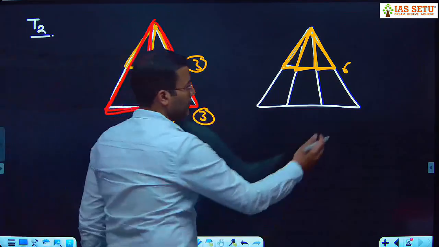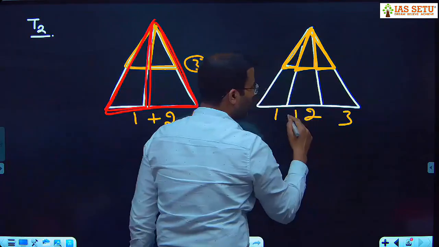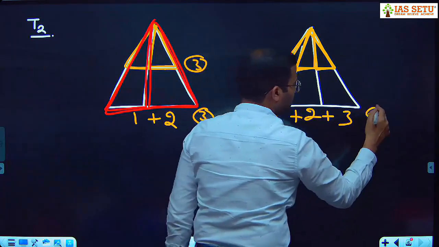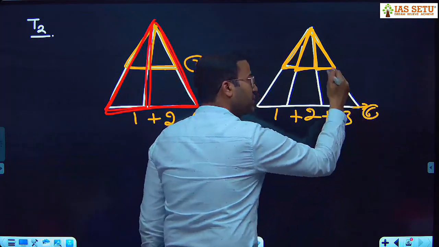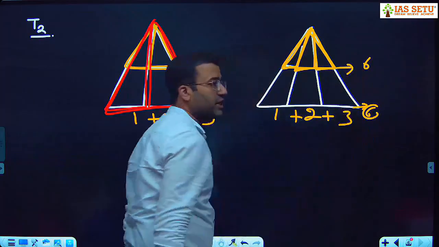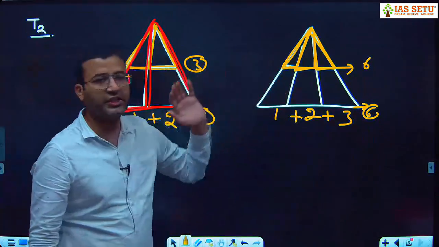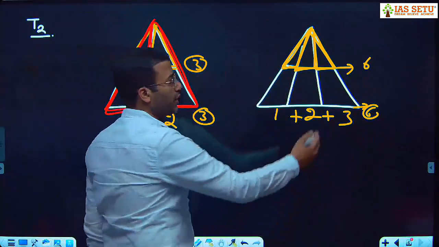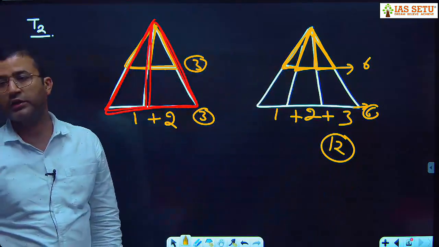Similarly here, if we check in this given figure, 1, 2, 3. 1 plus 2 is 3, 3 plus 3 is 6. At this level we have 6 triangles. If this base gives 6 triangles, this base also gives 6 triangles, but smaller in size. 6 triangles here, 6 triangles here. Total number of triangles is 6 plus 6, 12. In this given figure, we have a total of 12 triangles.